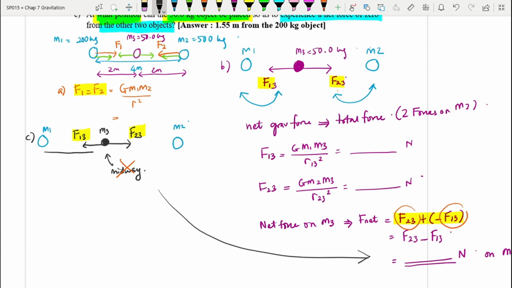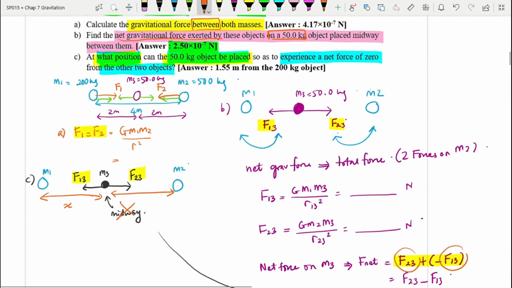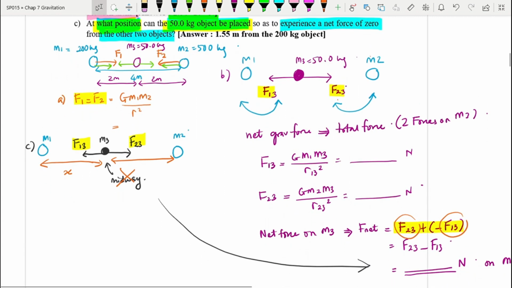So kita kena tahu, okay, saya guna color lain sekejap, sorry. Kita kena tahu berapa jarak daripada mass 1. Kita label as X. So, berapa jarak daripada mass 2, kita nak label as apa? Sekarang ni mass 1 dengan mass 2 ni 4 meter kan? Jarak dia, so, 4 minus X lah. 4 meter tolak dengan X. So, itu adalah jarak antara mass 3 dan mass 2.